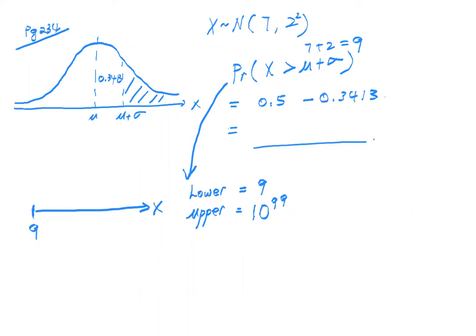Okay, so you get 0.1587, right? You get that? So you must know how to key into your calculator. Okay, can I move to the next one?